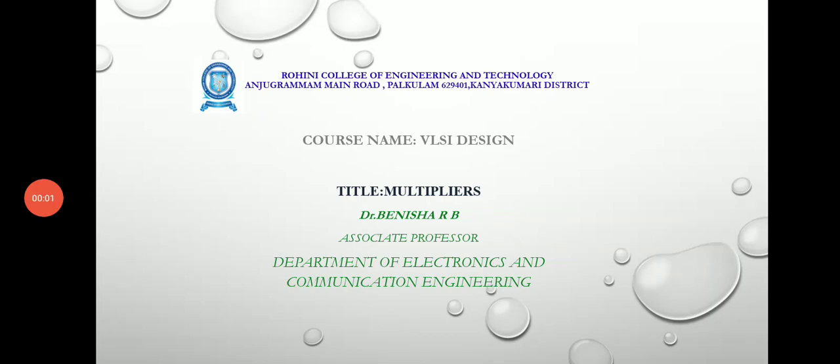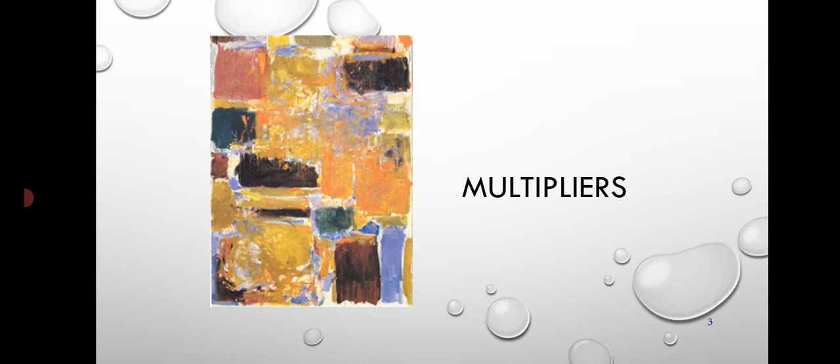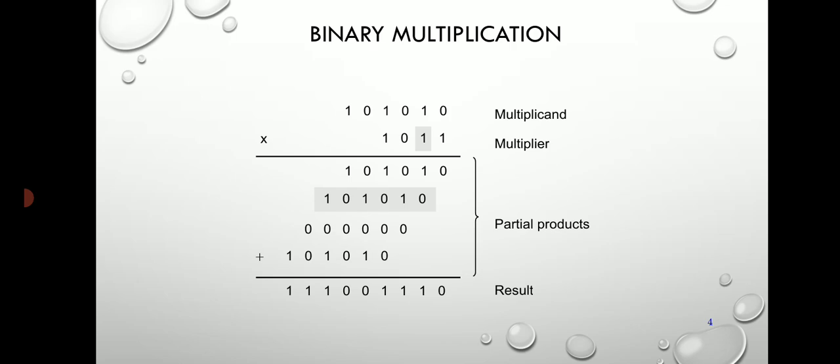In this video we are going to discuss multipliers. On completion of this topic, the students will be able to find the partial product generation and the 4-bit array multiplier and explain it. These multipliers are widely used in digital signal processing, and they are also used in general purpose workloads.